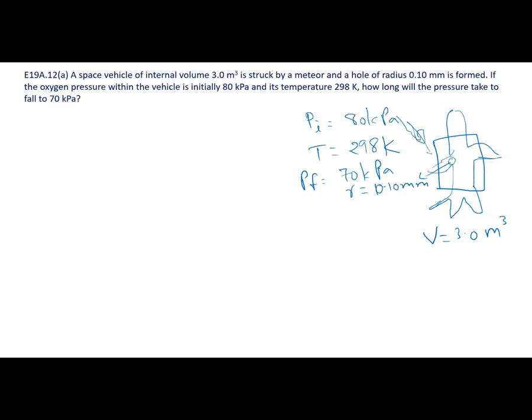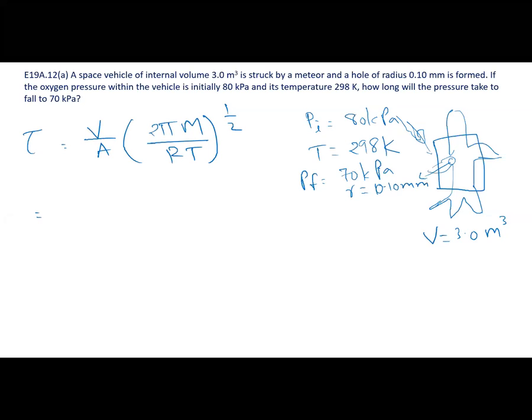As we derived in the previous question, the term tau, which is also called the relaxation time, is equal to V over A times the square root of 2 pi M over RT. So we need to find this tau. We know the rest of the parameters here. The volume is 3 meter cube, and the area is pi r squared, pi times the radius squared.